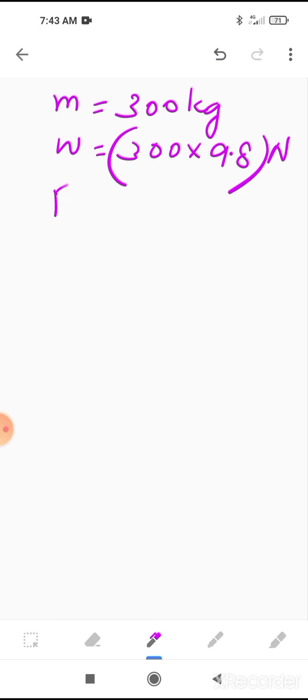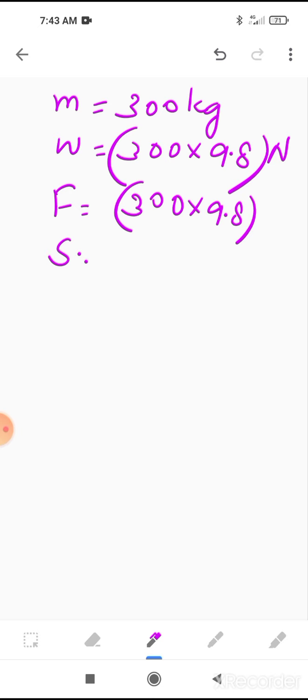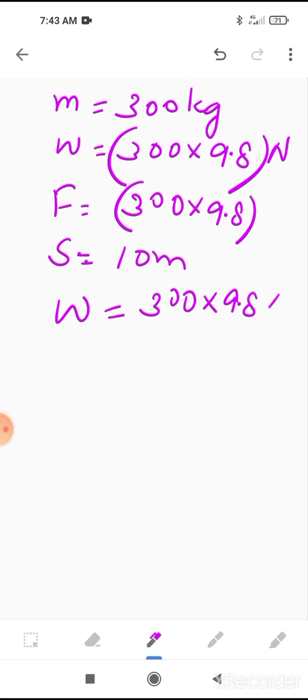Then the force required to lift is equal to the weight. That means 300 into 9.8. This is the force. And the displacement is given 10 meter. So work done you can find out. 300 into 9.8, that is the force into displacement. So this is the work done.